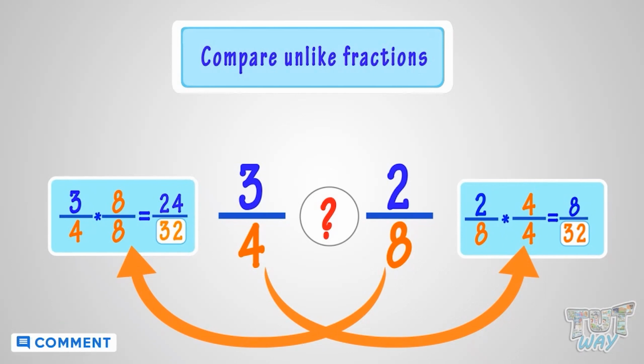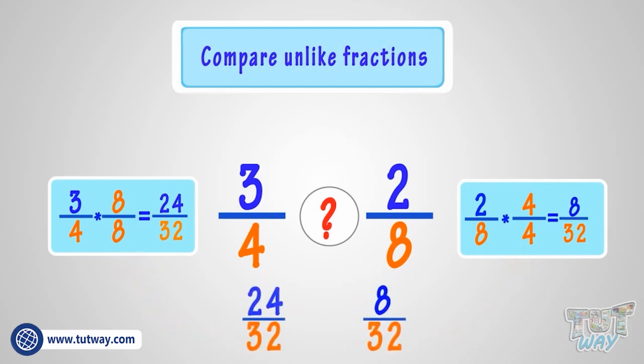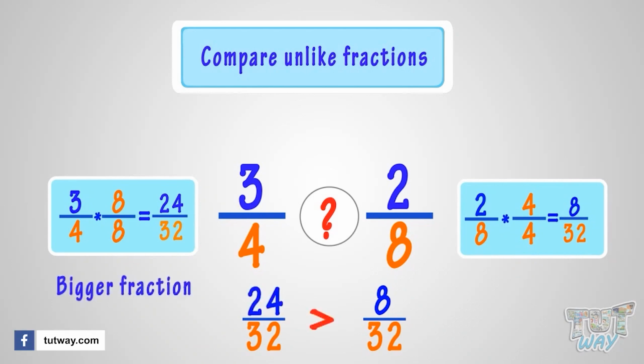So just compare the numerators to find the bigger fraction. And here, the bigger numerator is 24. So, 24 by 32 is bigger than 8 by 32. Or 3 by 4 is bigger than 2 by 8.